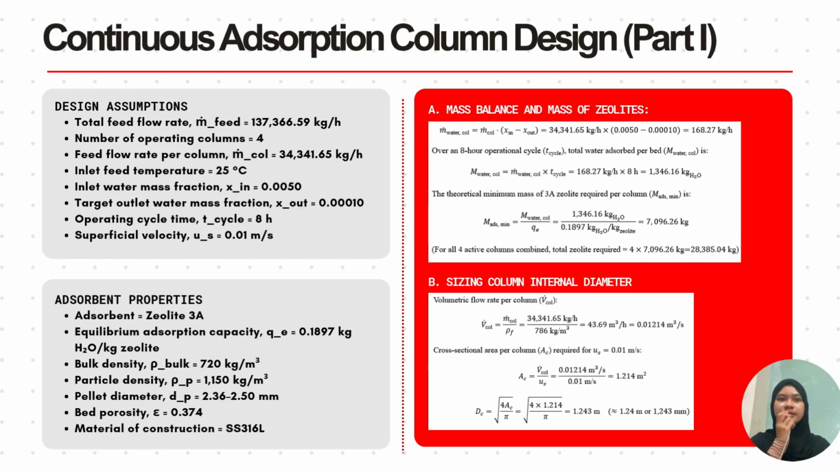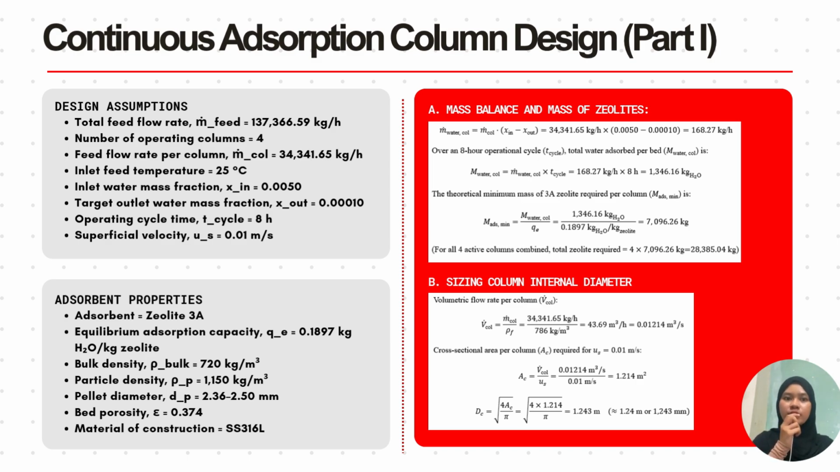For the mass balance, each column removes around 170 kilograms of water per hour. Over an 8-hour cycle, this gives around 1,350 kilograms of water. Using the adsorption capacity, the required amount of zeolite 3A is around 7,100 kilograms per column. For 4 columns, the total is around 28,400 kilograms.